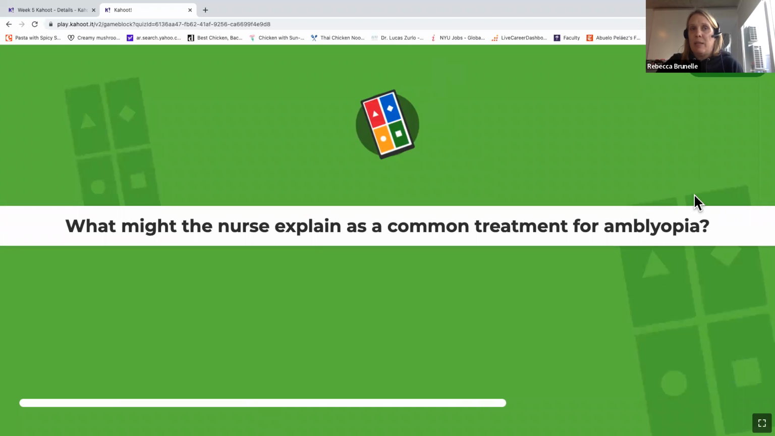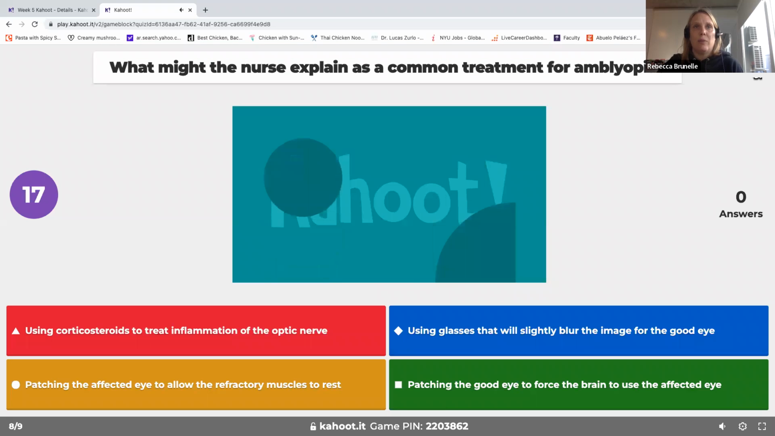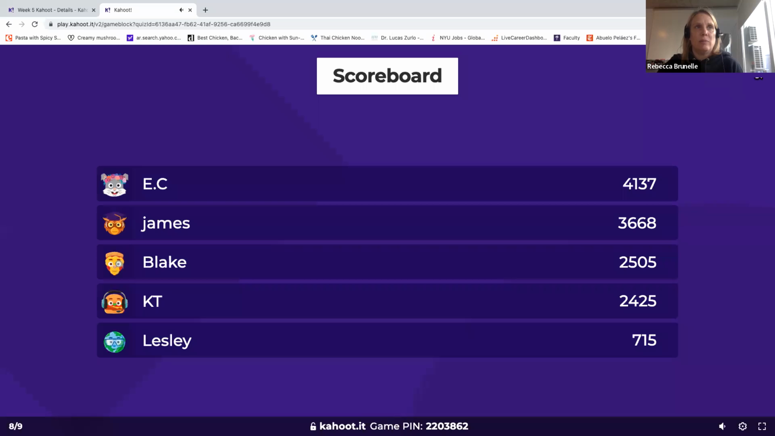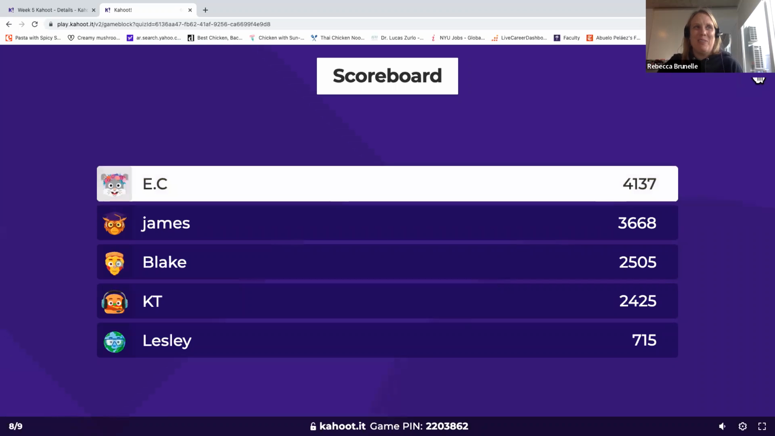What might the nurse explain as a common treatment of amblyopia? You know, I have to go back. We didn't talk about that one, so I'm not going to have you guys talk about that. Sorry. I'll make sure that I mention it when we come back.